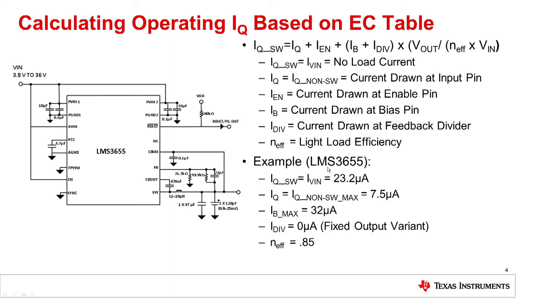And here's the example using the LMS3655 device, and you can see from the EC table the non-switching IQ is 7.5 microamps, and the bias current is 32 microamps, and I would recommend for an application where IQ is the most important parameter, such as a keyless entry application, to use a fixed output variant in order to set this current to 0 microamps. And then once you add this equation together, you will find that the expected IQ switching should be 23.2 microamps. And again, this can be calculated based on those parameters from the EC table and the system's table.